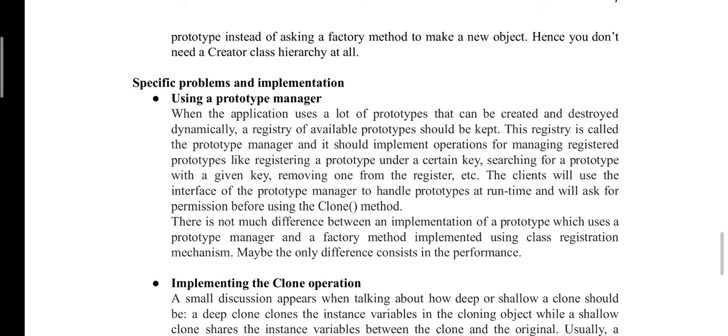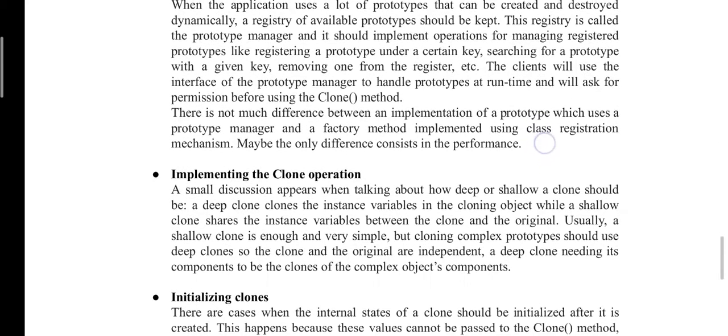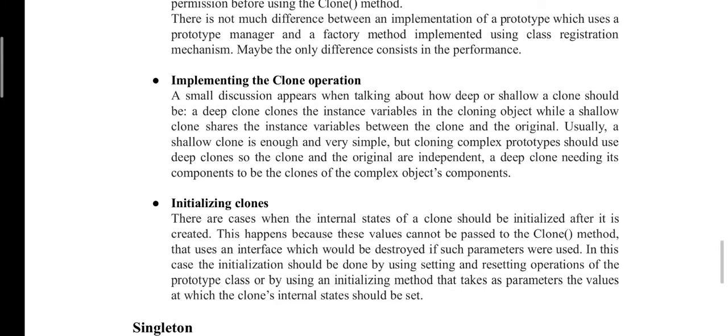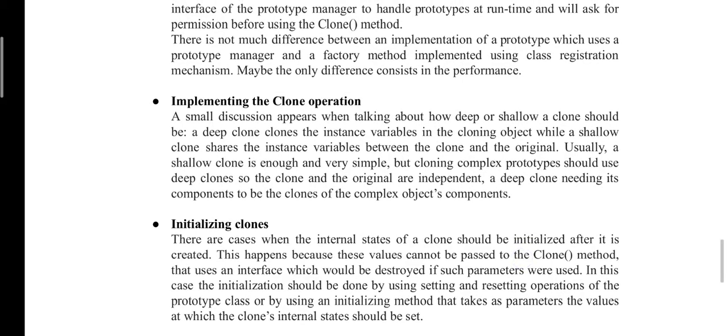Next, we have discussed the various problems which occur while using the prototype creational design pattern and their implementation method, how to implement the actual clone operation. And lastly, we saw the process of initializing the clones. There are two types of clones, deep clone and shallow clone. A deep clone clones the instance variables, whereas a shallow clone shares the instance variables between the clone as well as the original. So in this lecture we have covered the prototype creational design pattern.